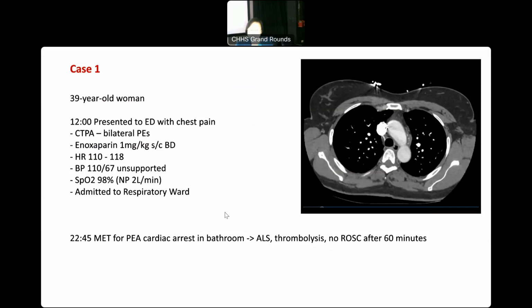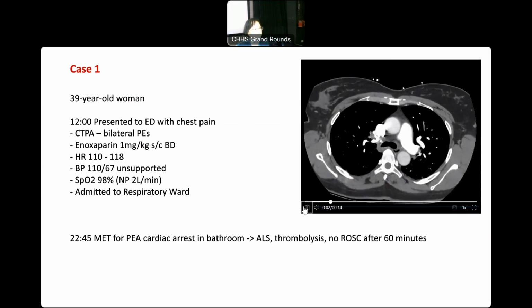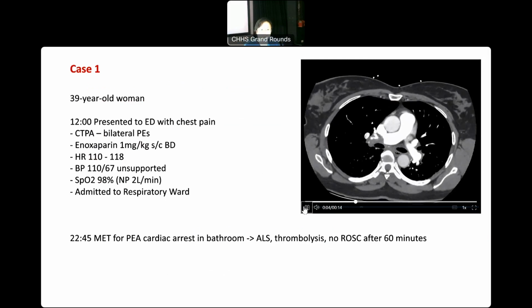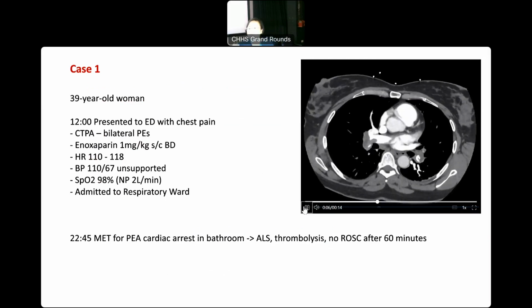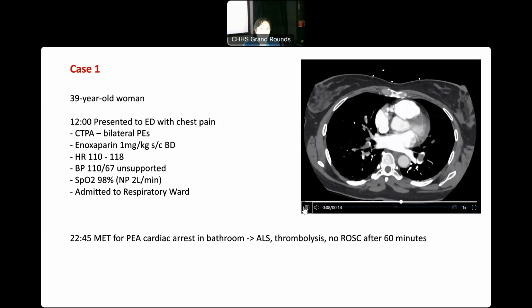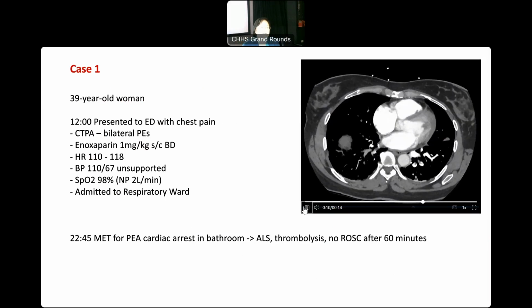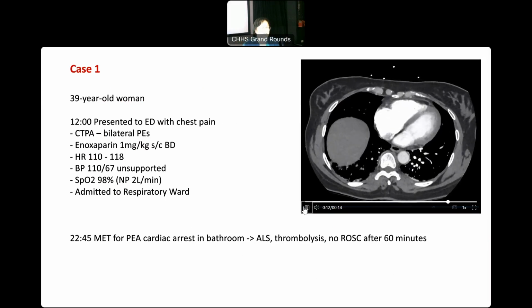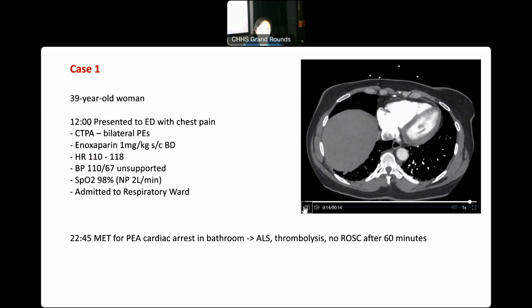Starting with a case: a 39-year-old presented to the ED with chest pain. The CT confirmed bilateral PE. She was given standard treatment with enoxaparin 1 mg per kilo twice a day. A little bit tachycardic, completely unsupported blood pressure, hardly any oxygen requirement. She was admitted to the respiratory ward.